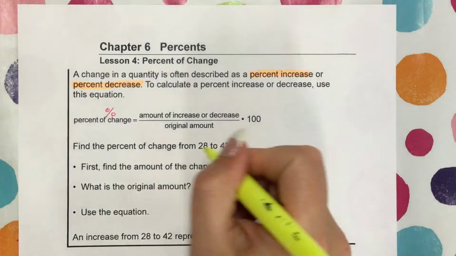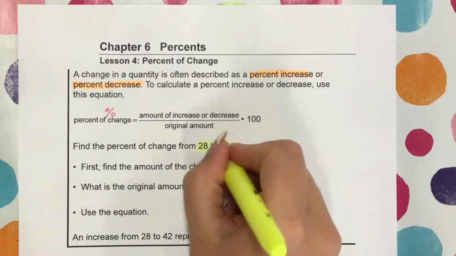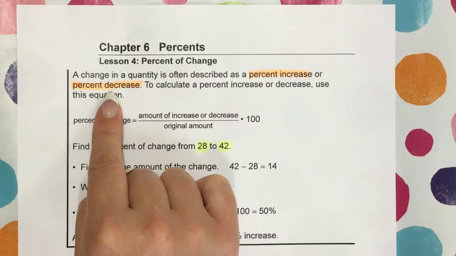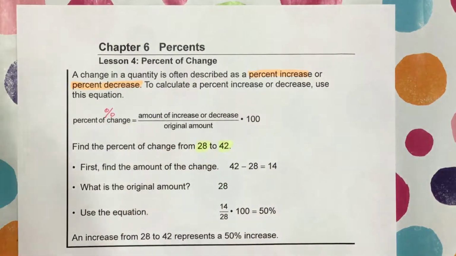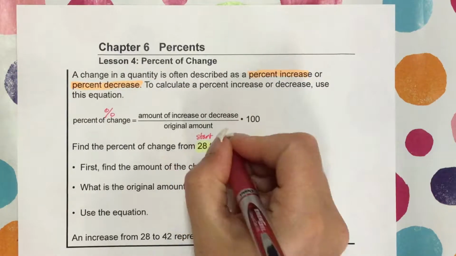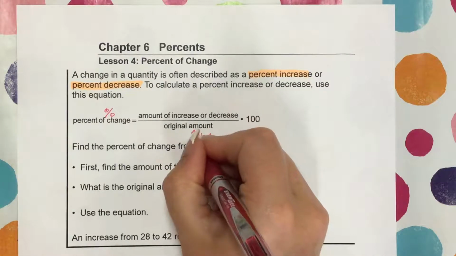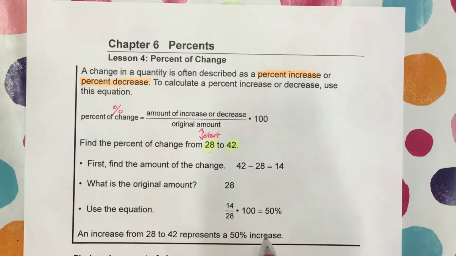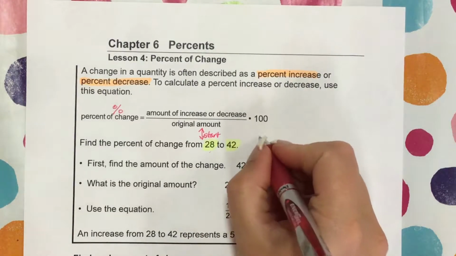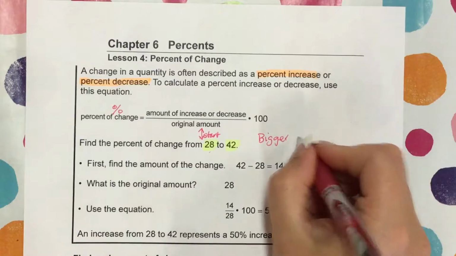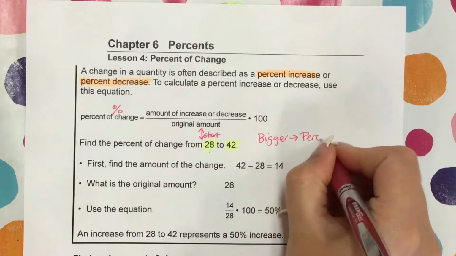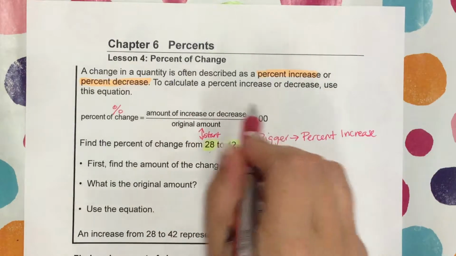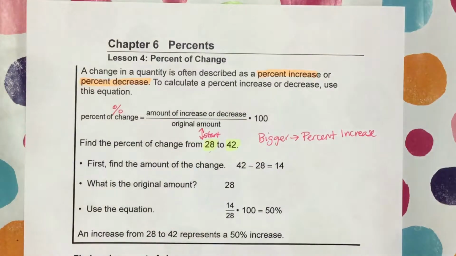Now, when we're looking at these two numbers, the percent change can come in one of two ways. It can be a percent increase or it can be a percent decrease. So how you determine that is you look at your start. This is the original amount right here. Now, is the original amount getting bigger or is the original amount getting smaller? And in this instance, it's getting bigger. So since it's getting bigger, we are going to be talking about a percent increase. So our answer at the end of using this formula is going to represent a percent increase.